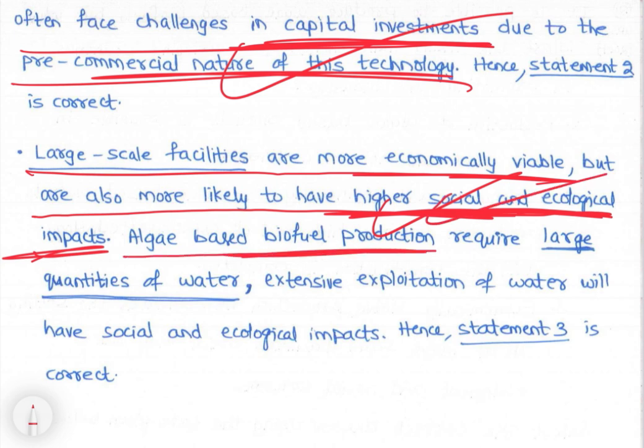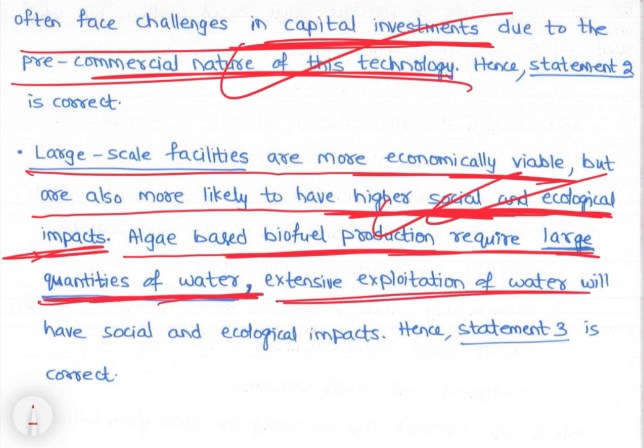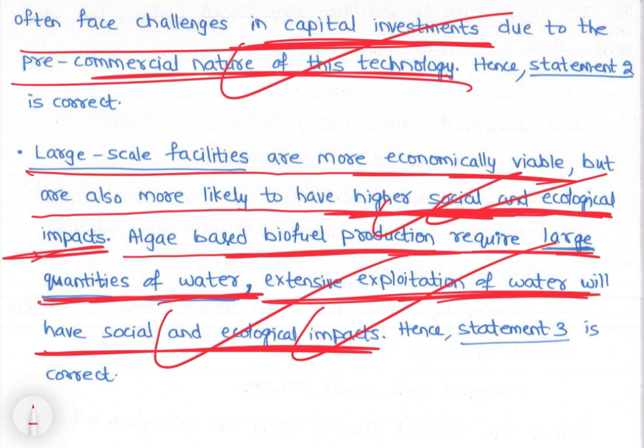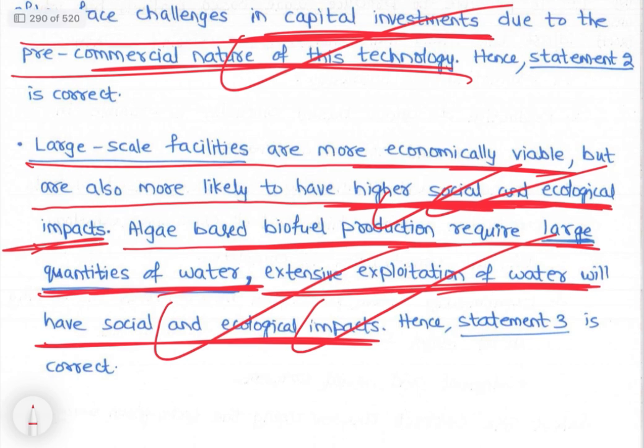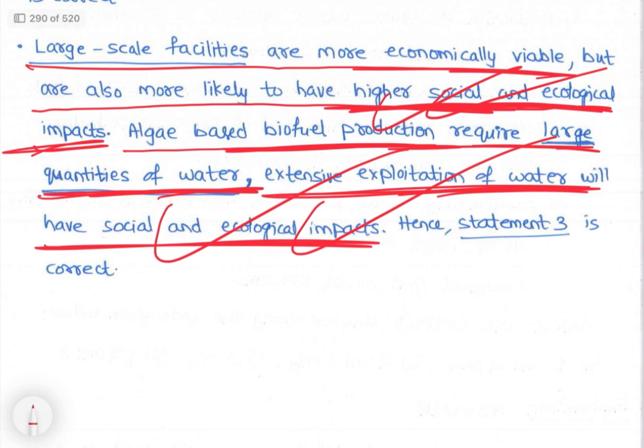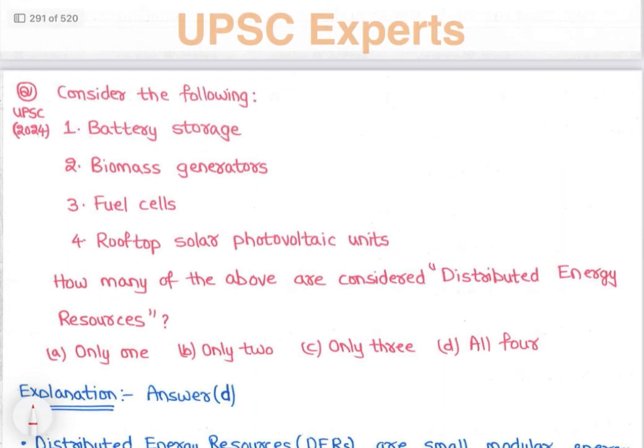Algae-based biofuel production requires large quantities of water. Extensive exploitation of water will have social and ecological impacts. Hence, statement 3 is correct. You can simply read and you can understand it, right? That is the thing. Now let's see.